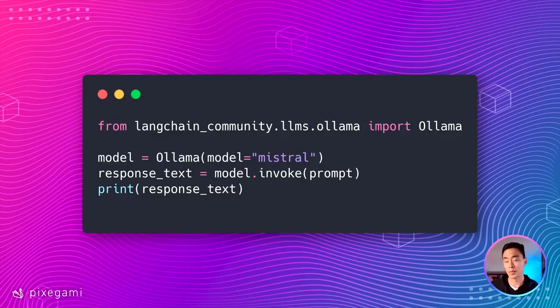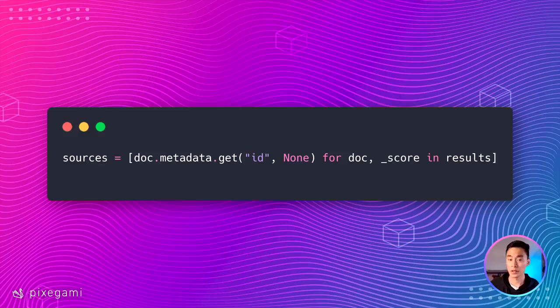After you have the prompt, the rest is super easy. All you have to do is just invoke an LLM with the prompt. Here, I'll use the Mistral model on my local Ollama server. It only needs 4 GB to run, but it's actually quite capable. And if you want, you can also get the original source of the text like this.